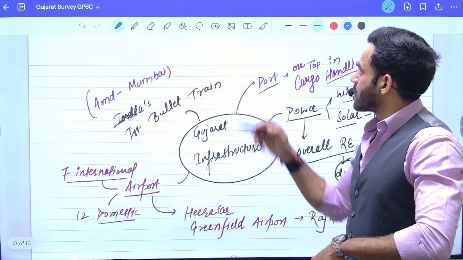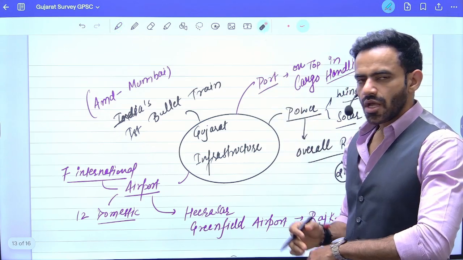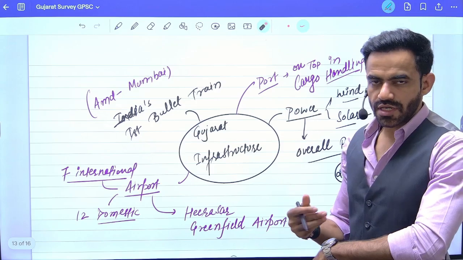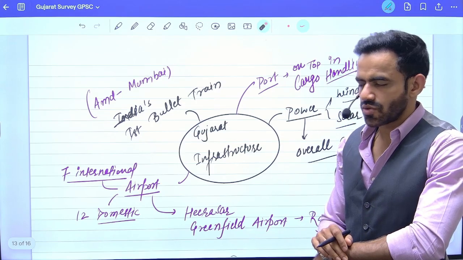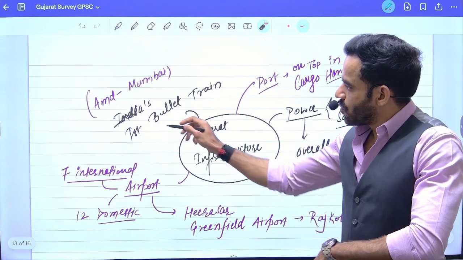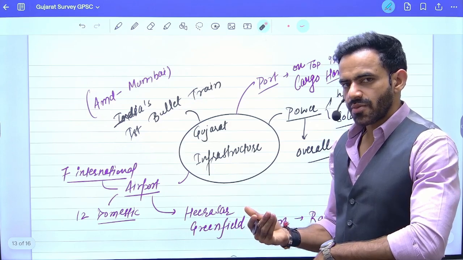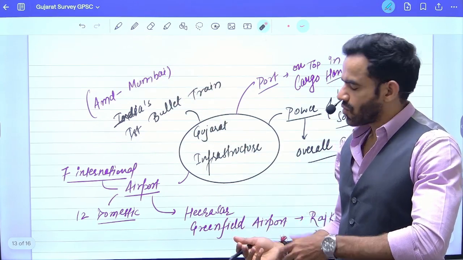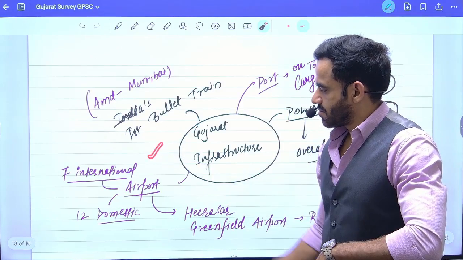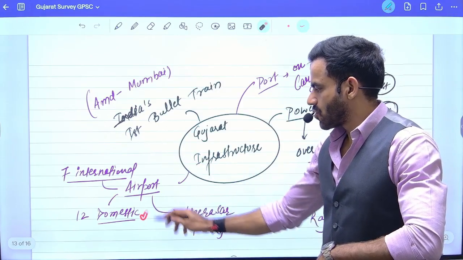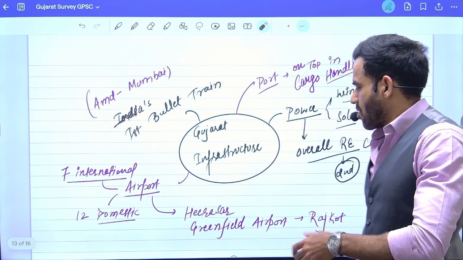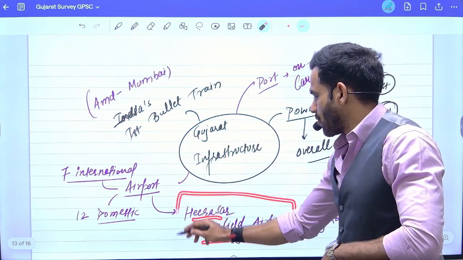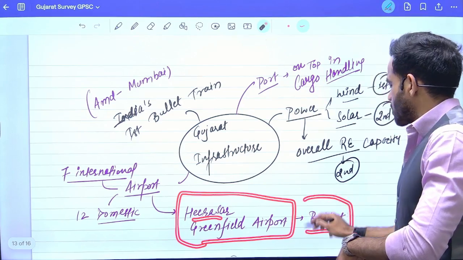Next is about infrastructure of Gujarat. We have already discussed that in terms of ports or cargo handling capacity, Gujarat is on top position. In terms of bullet train, India's first bullet train project will be in Gujarat, from Ahmedabad to Mumbai. In terms of airports, Gujarat has 7 international airports and 12 domestic airports. Now, the Hirasar Greenfield Airport was also approved, and this is going to be in Rajkot.